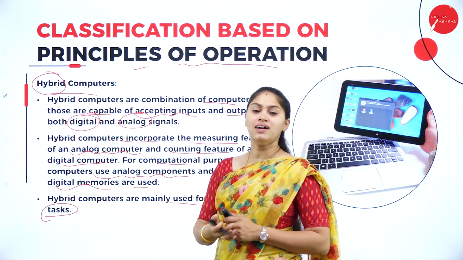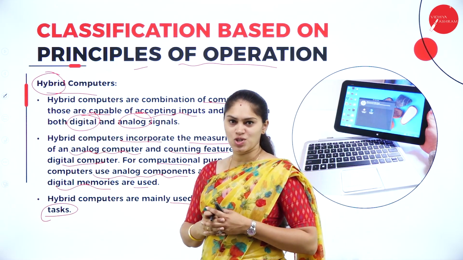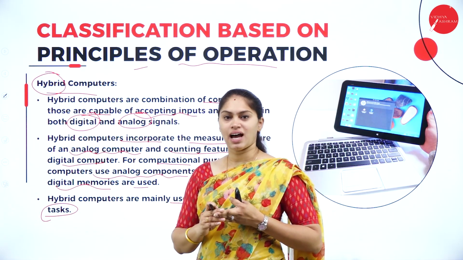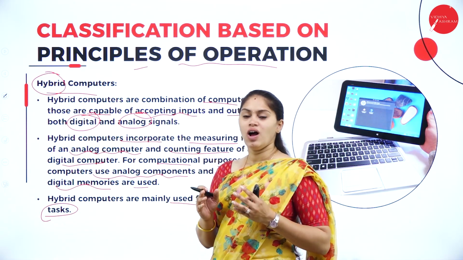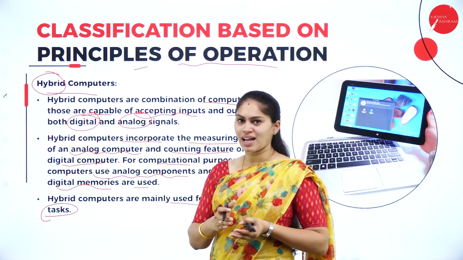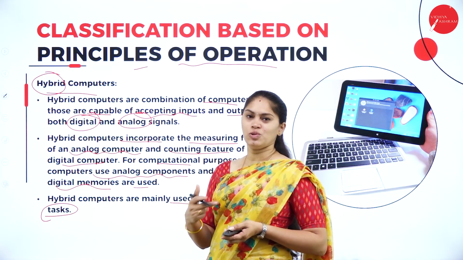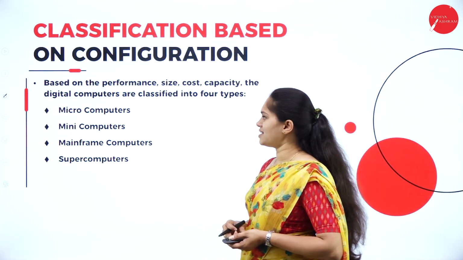So these are the different types of computer which come under the category of principles of operation, or based on the construction or configuration. Based on that, we have analog, digital, and then we have hybrid computers. So already you know about analog, digital and hybrid. Again, the digital computer is going to be divided into certain types. Let me discuss that.